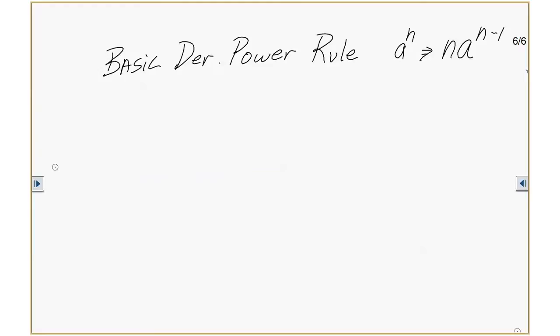Okay, what's the next rule? That's not rhetorical. I'm asking you to give me feedback. What's the next rule? Boom. That's what I heard. No. Enunciate and volume. What is the next rule? The what? Well, before that. What's the opposite of quotient? Product rule. Good.